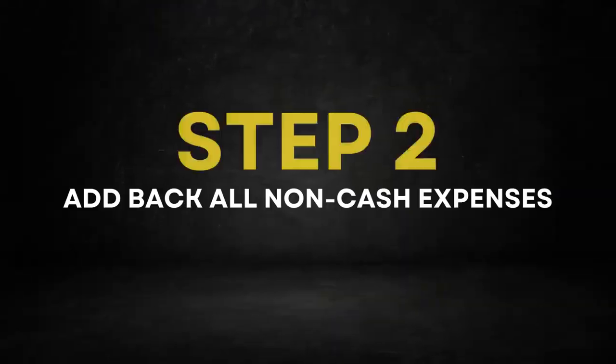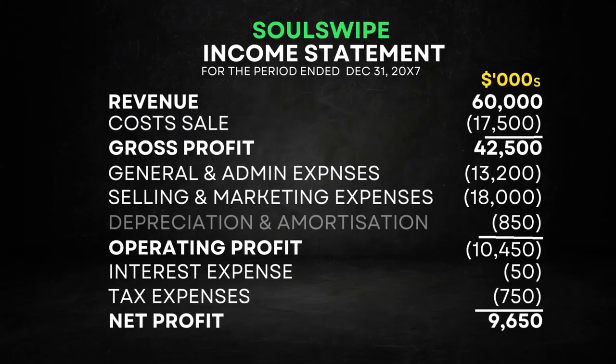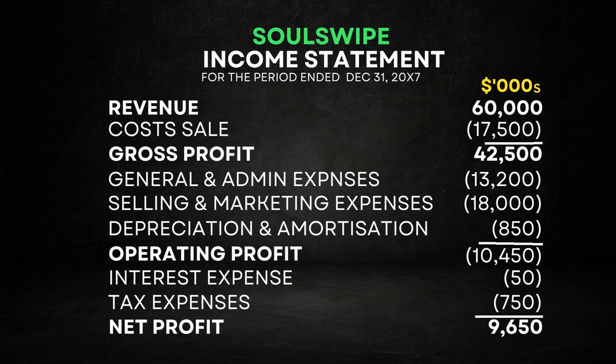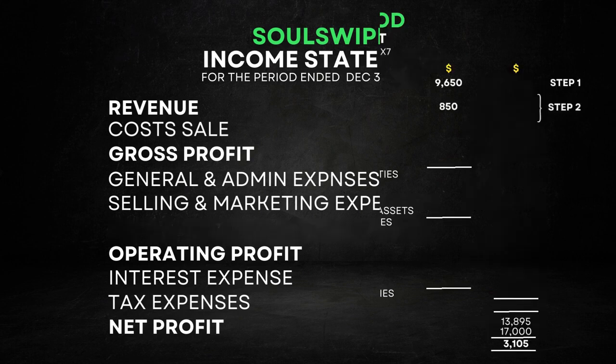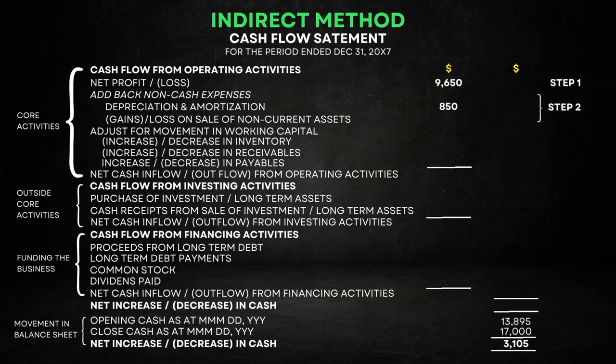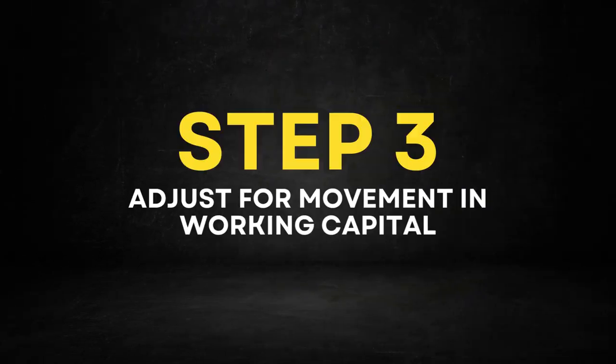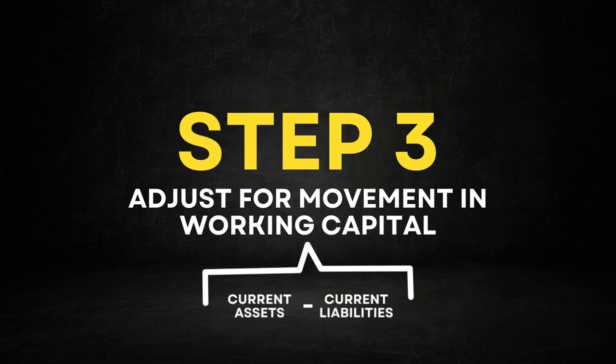Then, we reverse out the non-cash expenses, such as depreciation and the loss on the sale of furniture. These non-cash expenses appear above the bottom line on the income statement. By adding them back, we adjust the cash flow from operating activities accordingly. Next, we adjust for the movement in SoulSwipe's working capital. Working capital represents the difference between a company's current assets and current liabilities.